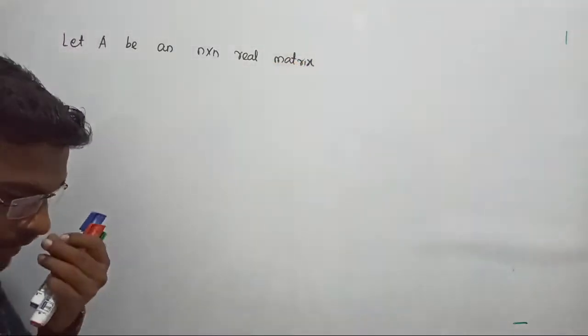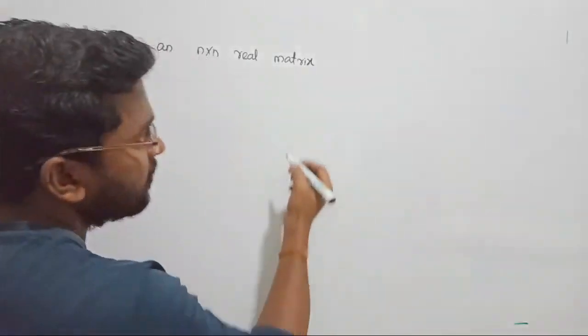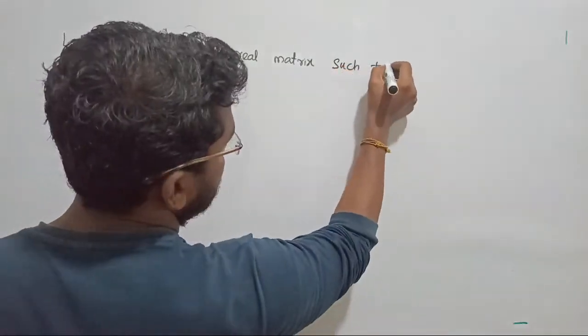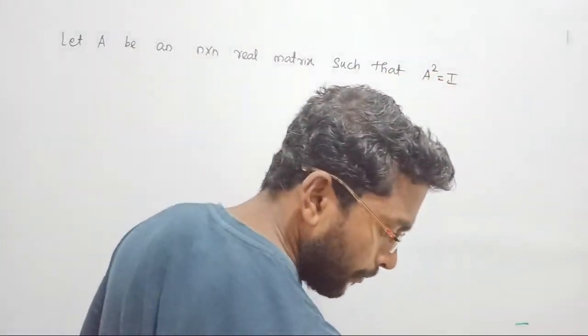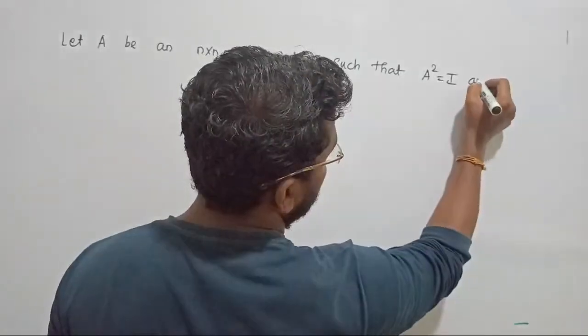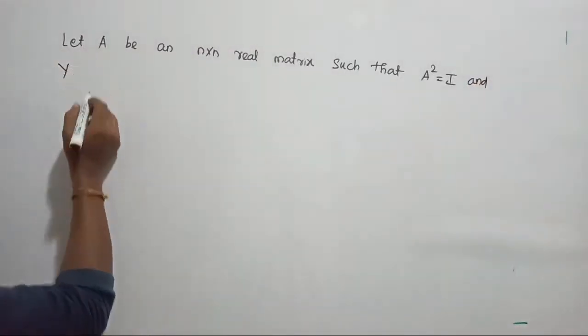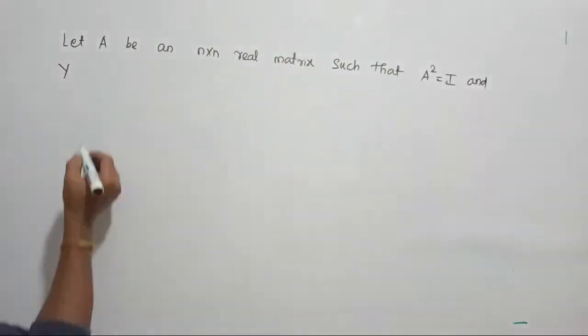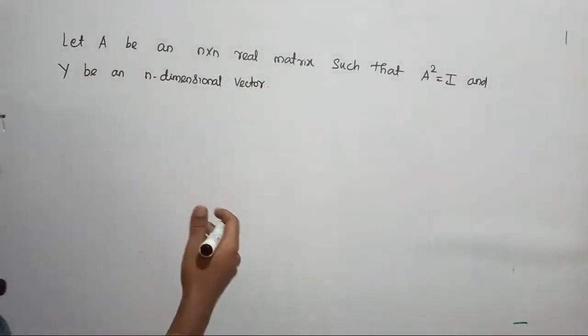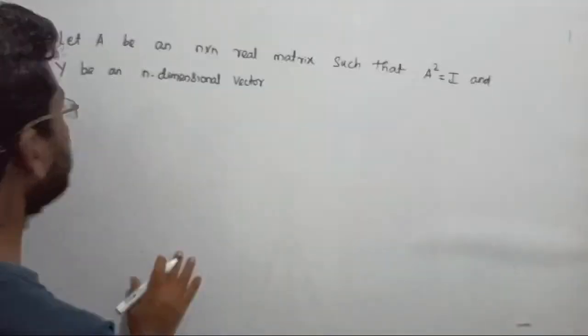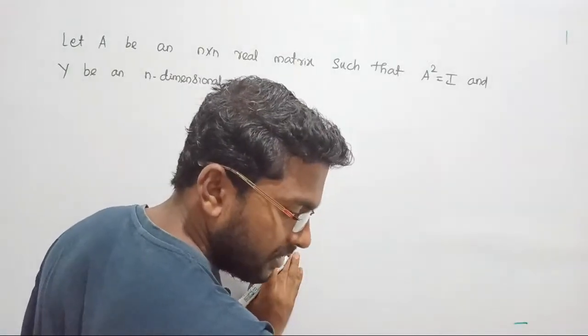Let A be an n cross n real matrix such that A square equals I. Under that, they are given y, an n dimensional vector. So just an n dimensional vector, a vector like x1, x2, x3. Like that they are considering y, so y is an n dimensional vector here.